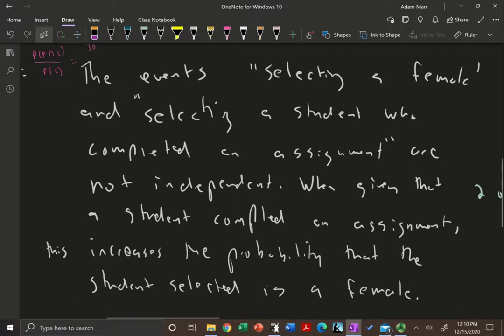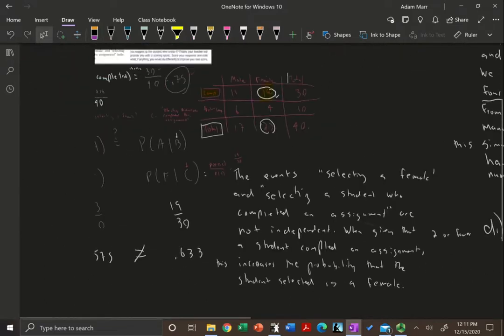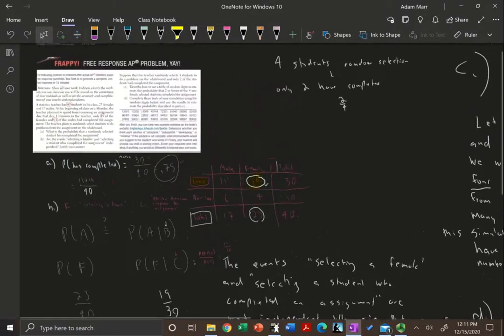So, any way that you want to say that, right? Or, the probability of selecting a female increases when it's given that the student completed the assignment, if you want to say it that way too. Okay? All right, so that is part B. Let's go to part C.